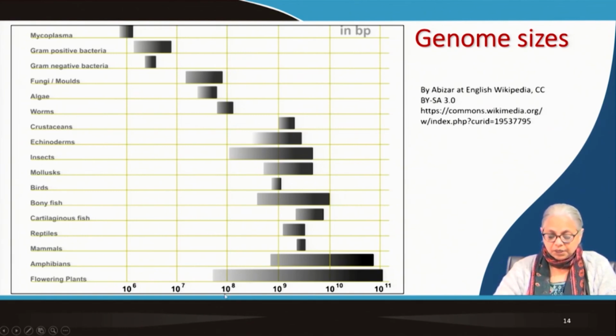size from 10 to the power 8 to 10 to the power 9 or even 10, and birds are around 10 to the power 9. Fish are around 10 to the power 9 to 10 to the power 10. Reptiles, again in the same range. Mammals, within that range. Amphibians, flowering plants, all of them have a huge range from 10 to the power 8 to 10 to the power 11 base pairs.